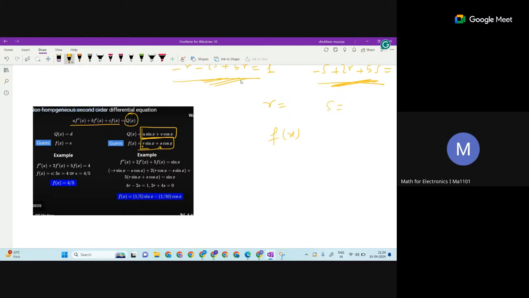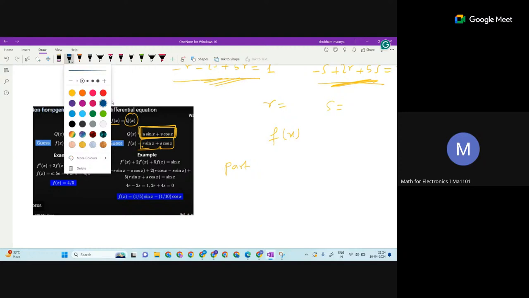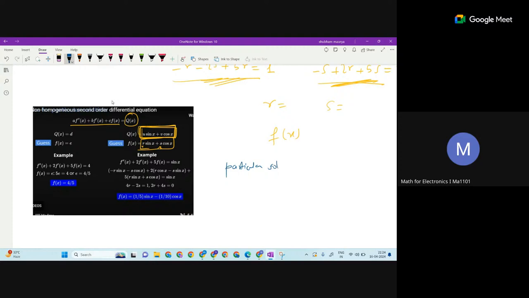If there is such a thing, then our guess for the particular solution is going to be, we can assume f(x) is equal to r sin x plus s cos x. And the same process: we differentiate the first time and a second time, and we'll substitute in the main given differential equation, and we'll compare.